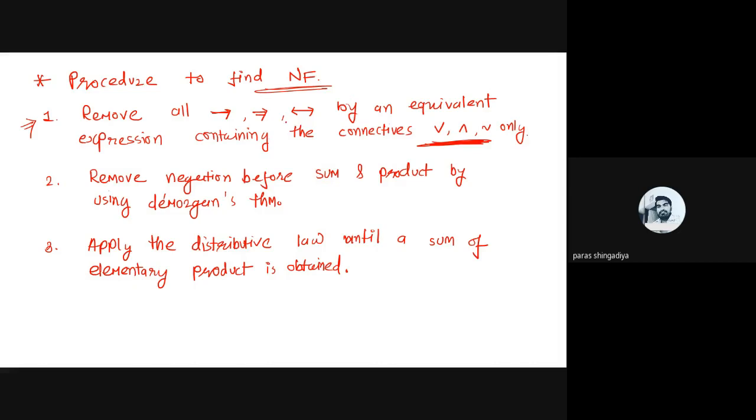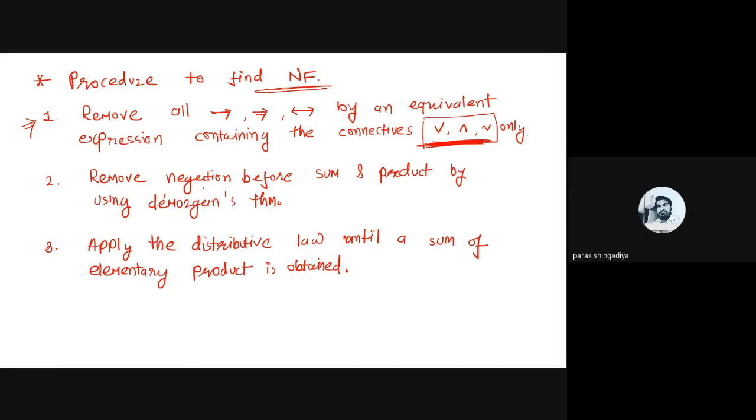We have such rules and such standard formulas in this chapter. So we can replace these conditional, biconditional, and tautological implications by using the OR operator, AND operator, and the negation, meaning sum, product, and negation. Clear? We have to replace by using these three only. Clear? Or, and, negation.